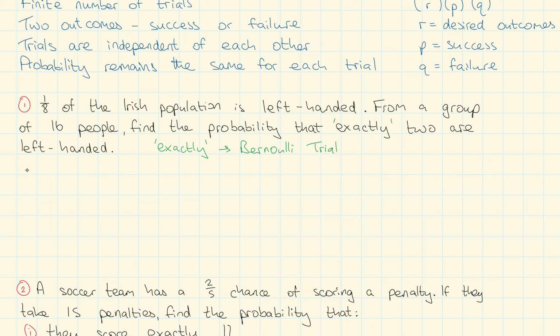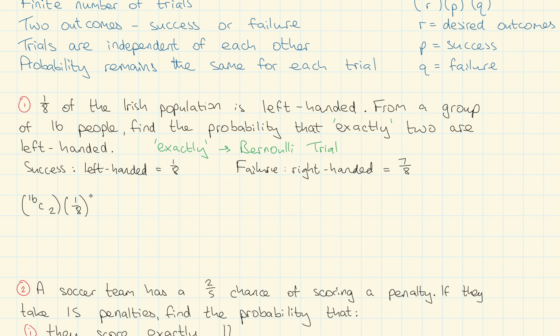Okay, so the success will be that they're left-handed, and the odds of that is 1/8, and then we consider failure as right-handed, and the odds for that are 7/8. So we have 16 people, exactly 2. It'll be 1/8 to the power of 2, and then 7/8 to the 14, since 2 plus 14 will give me 16.